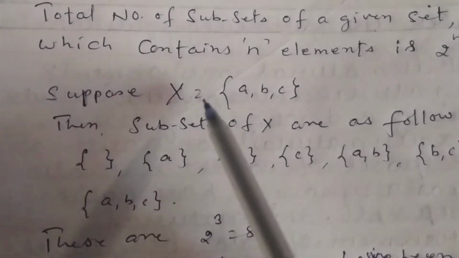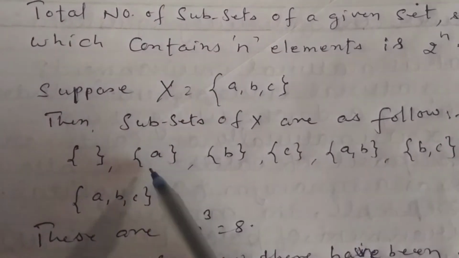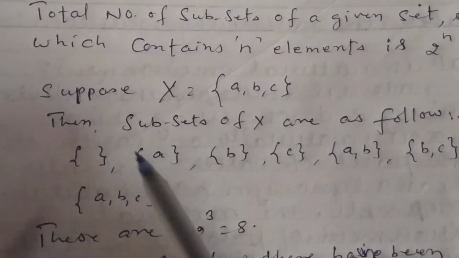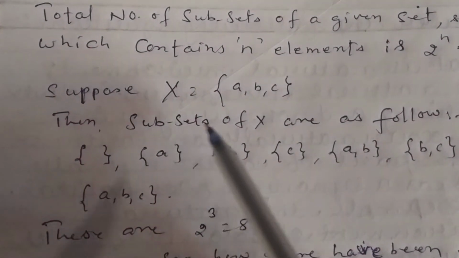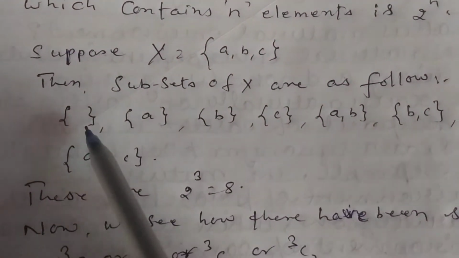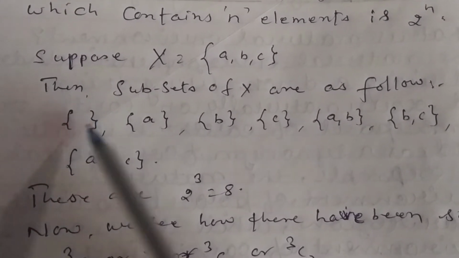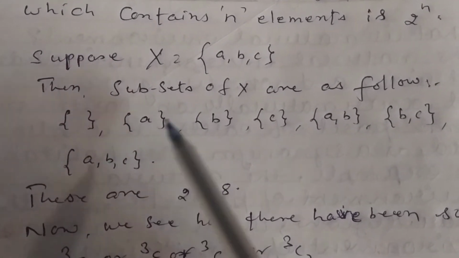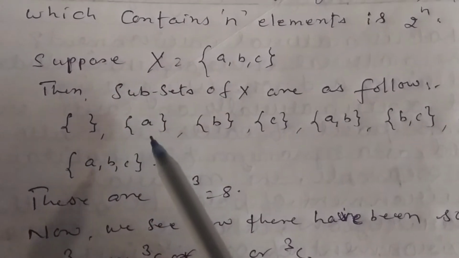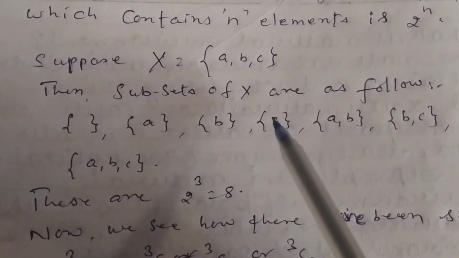Suppose X is a set which contains a, b, c as its elements. Then the subsets of X can be written as follows. The first subset will contain no element, as you see here. The other subsets we will form contain only one element.